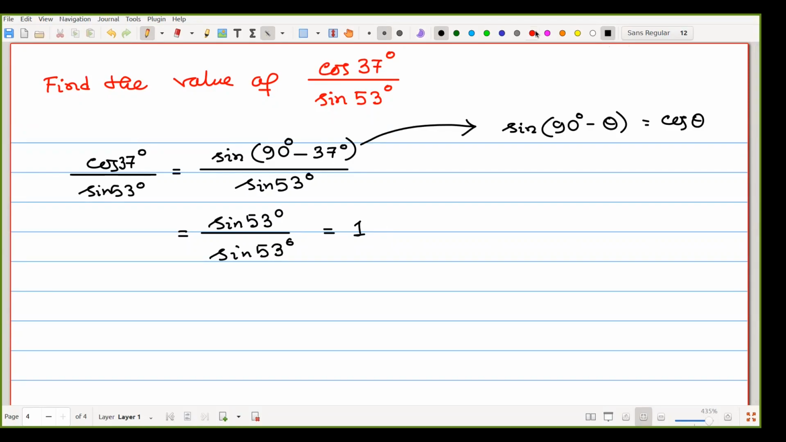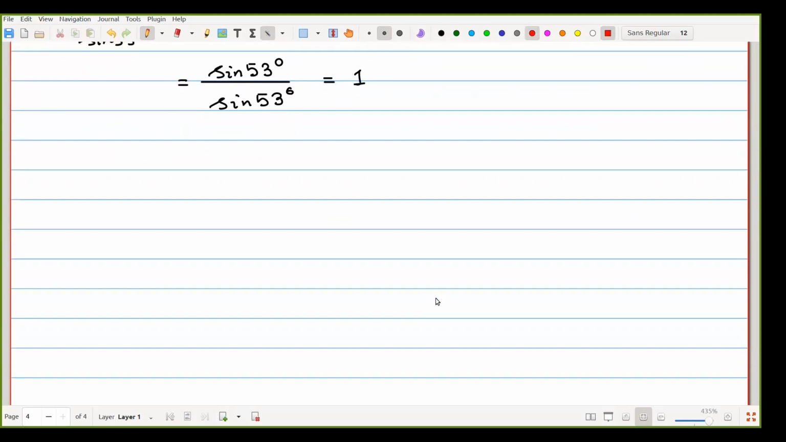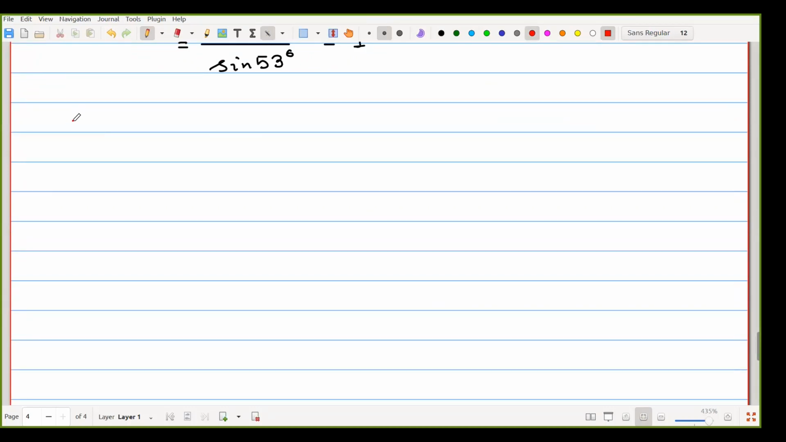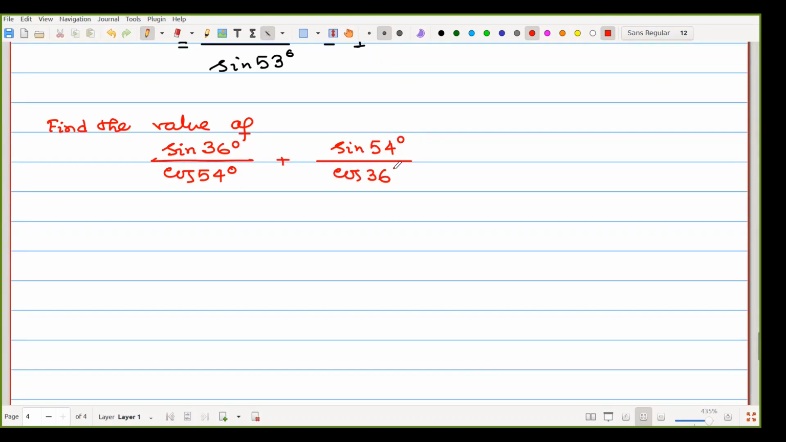Okay, same type of problem for the next one. Find the value of sine 36 degree divided by cos 54 degree plus sine 54 degree divided by cos of 36 degree.